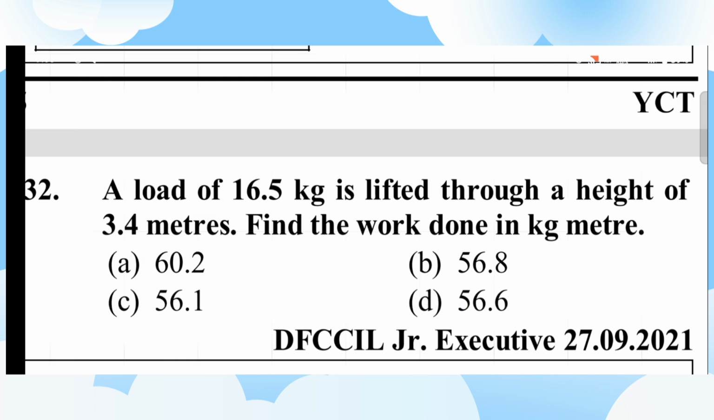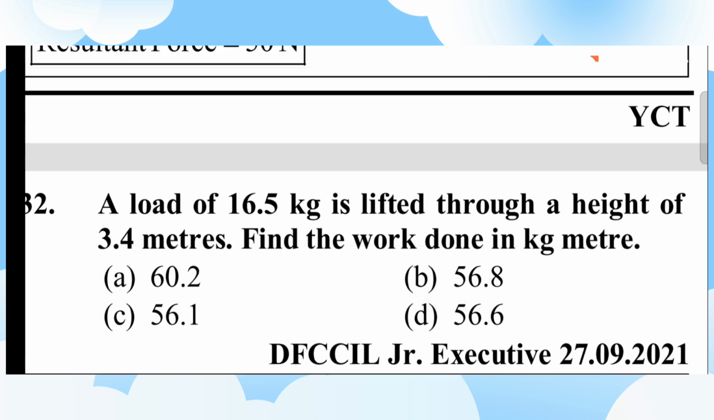Question number 32. A load of 16.5 kg is lifted through a height of 3.4 meters. Find the work done in kg meter. Work done is mgh by g. Gravitational force कट जाएगा, so m into h is the work done in kg meter. So 16.5 into 3.4. इससे कैलकुलेट करो करके कितना है देखो. It's coming 56.1.